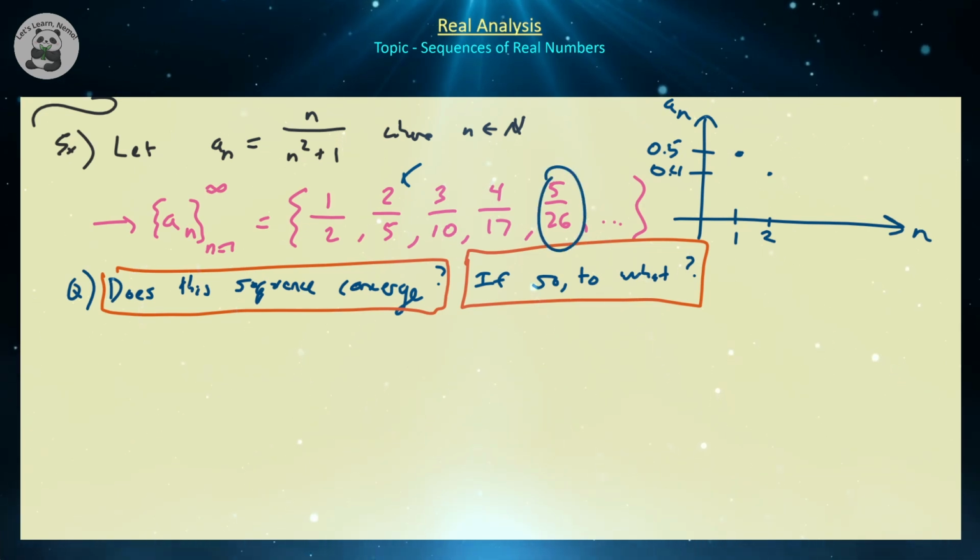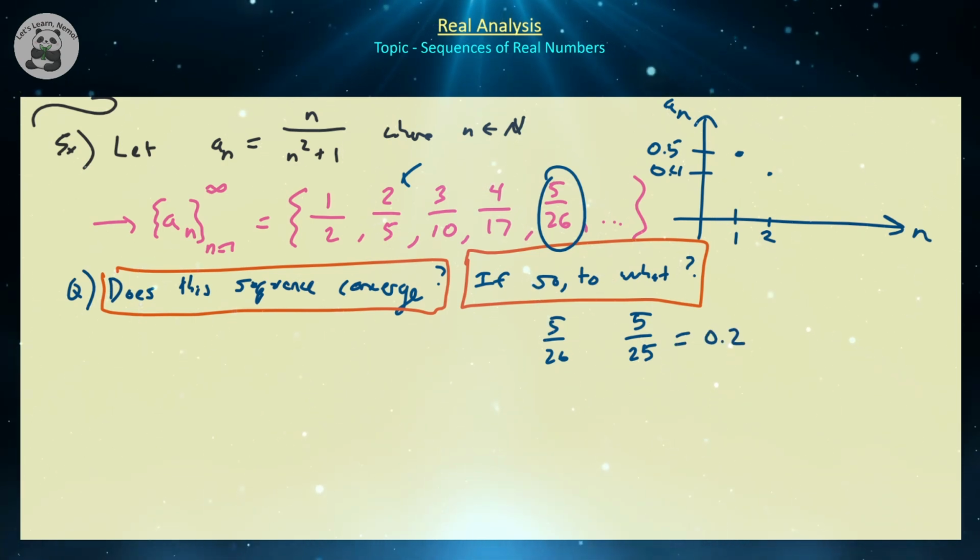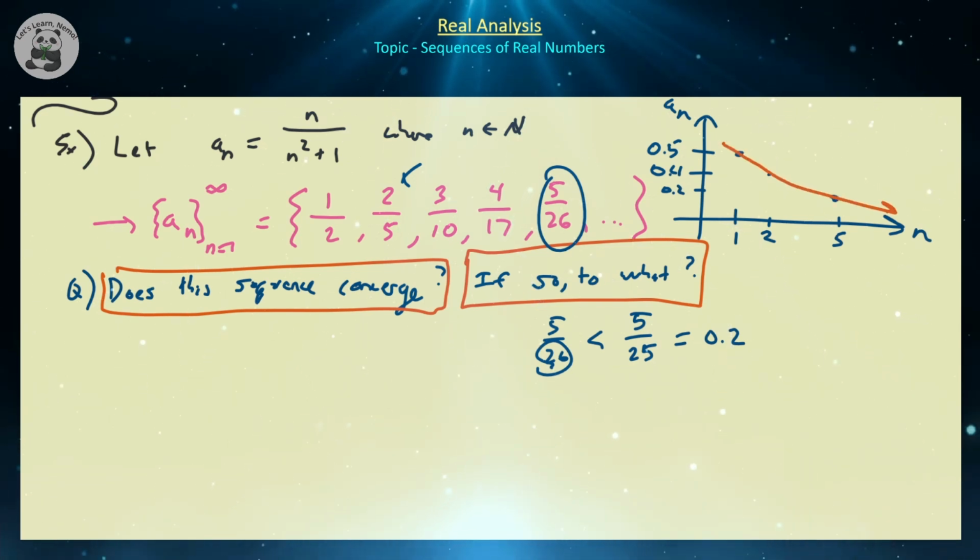And when we go over here, notice that 5 divided by 26 in comparison to 5 over 25, which one of these is bigger? We know 5 divided by 25 is just going to be 0.2. Well, if we make the denominator bigger, then the quotient becomes smaller, so that means when n is equal to 5, we're somewhere slightly less than 0.2. So we do have some evidence to believe that this sequence is a decreasing sequence.